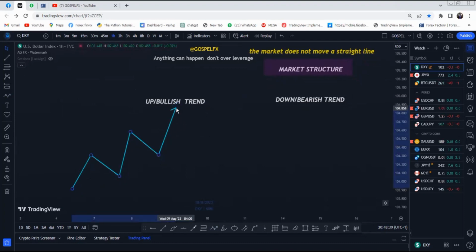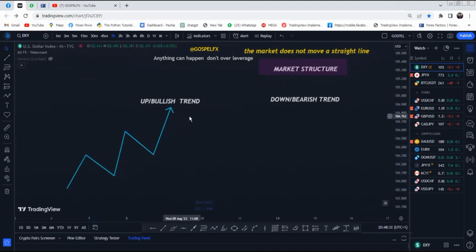Those are the things that you need to know, because if you don't know the characteristics of an uptrend, you might not be able to identify the structure of a market when you are currently on the chart, whether it is a downtrend or an uptrend. So there are things that make a market bullish. There are characteristics surrounding an uptrend.